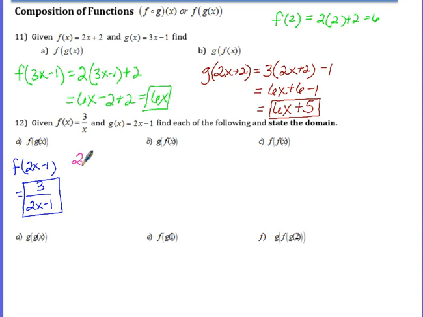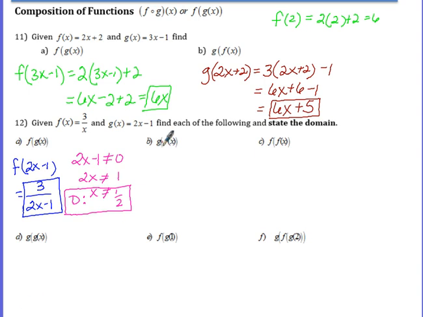Let's say 2x minus 1 can never equal 0. When does that happen? When 2x equals 1, x equals 1/2. So our domain for this is x cannot equal 1/2. It can be less than, it can be greater than, but it cannot equal 1/2. Now we've completed both parts of that.